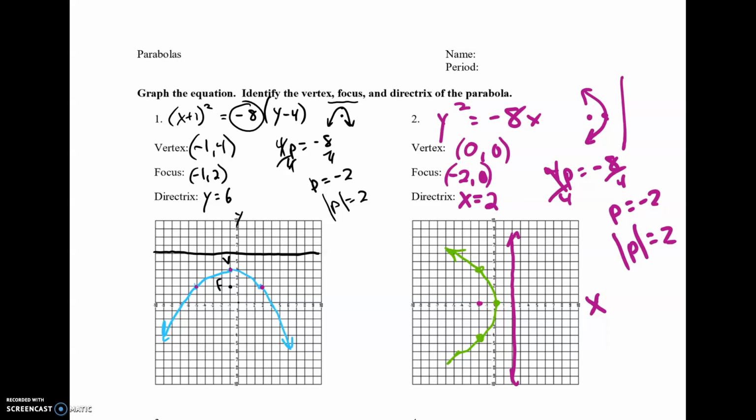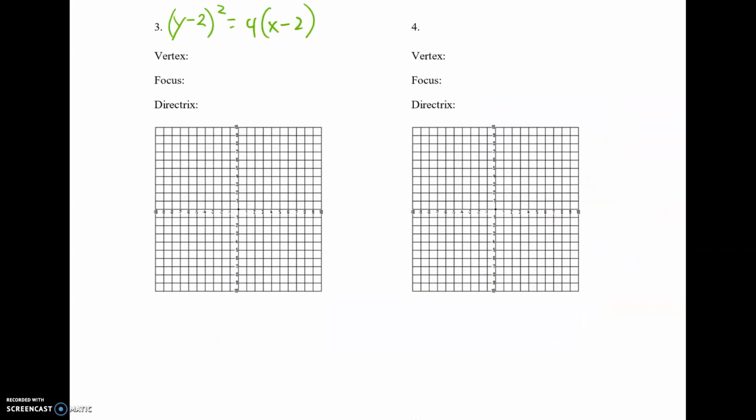All right. Let's do number 3. In number 3, I have y squared, and so I know the parabola either opens left or right. If x was squared, it would either open up or down. So y is squared, p is positive, boom. It's going to open to the right. Okay, so the vertex is 2, 2. Okay, h, k. So 2, 2, let's find that, boom. Okay, put a little v for vertex.